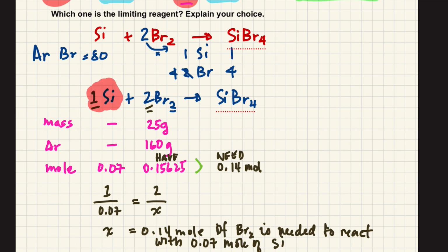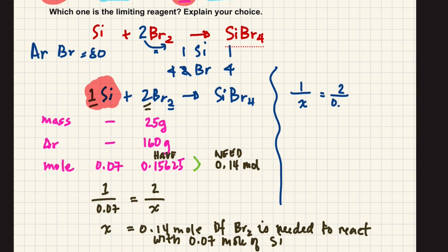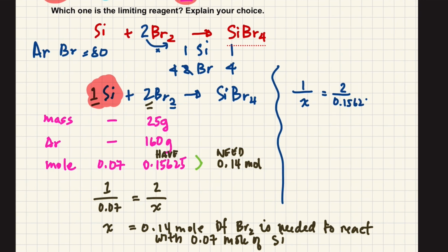So silicon is the limiting reagent. So let's just test. Let's use bromine. So we have silicon. Let's say we don't know how many moles of silicon we have. So that's 1 over X. How much silicon do we need to react with 0.15625 mole of bromine? So we cross multiply.